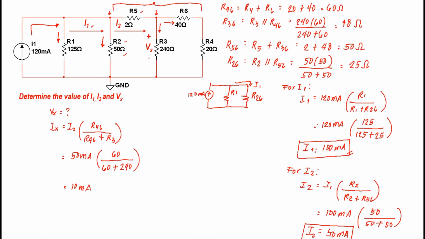And our Vx is equal to Ix times 240. So Ix is 10 milliampere multiplied by 240 ohms. That's just Ohm's law. So 10 milliampere multiplied by 240 is equal to 2.4 volts. And that is our answer.